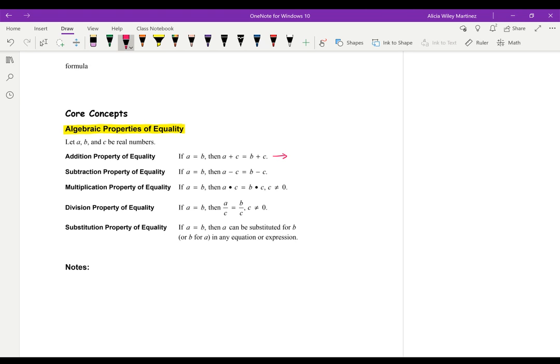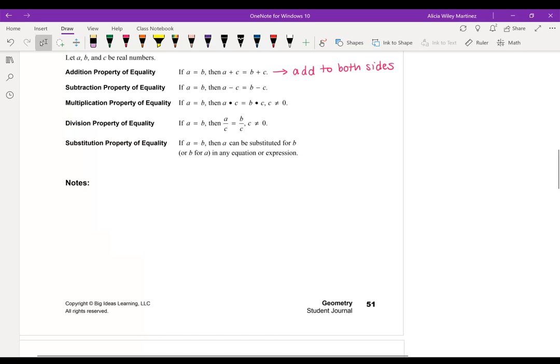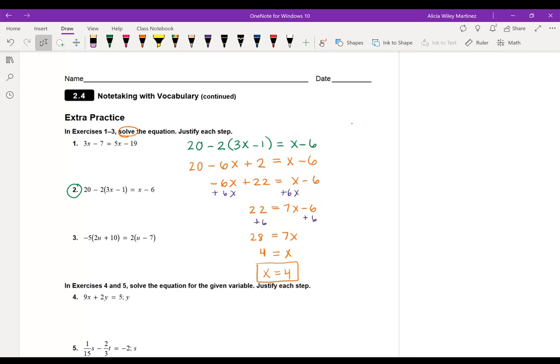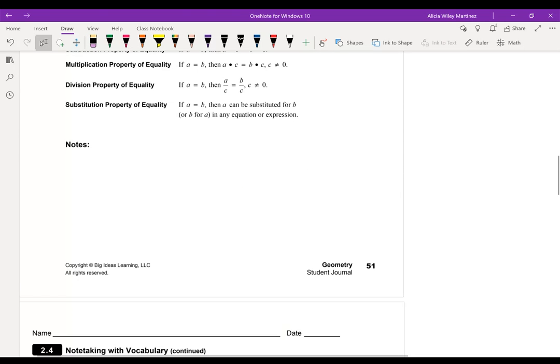The addition property, for instance, is the idea that I can add something to both sides of the equation, and my equation is still true. So it's the idea of adding to both sides. And if I go back to my example, I actually did that right here. I added 6 to both sides, right? So that's the addition property.